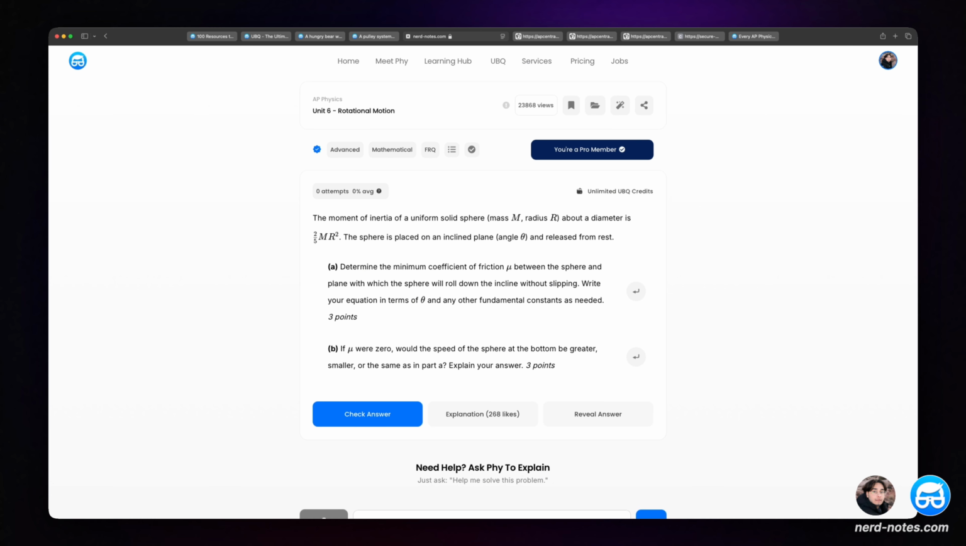So the moment of inertia of a uniform solid sphere is about 2/5 mr squared. The sphere is placed on an incline and released from rest. We need to determine the minimum coefficient of friction between the sphere and the plane with which the sphere will roll down the incline without slipping. Write your equation in terms of theta and any other fundamental constants as needed. And then part B says if mu were to be 0, would the speed of the sphere at the bottom be greater, smaller, or the same as in part A?